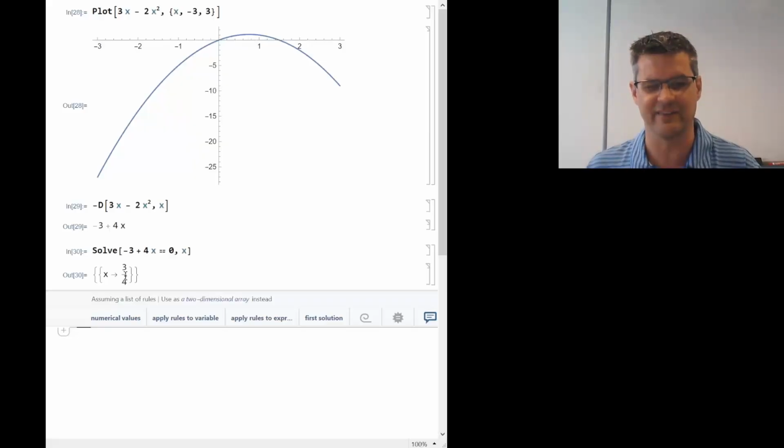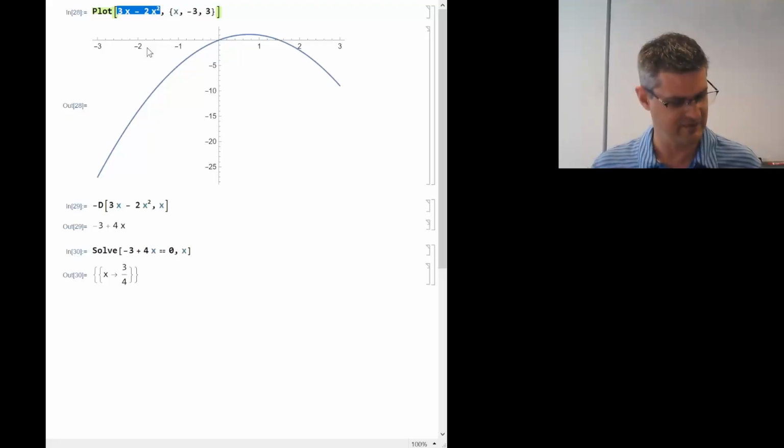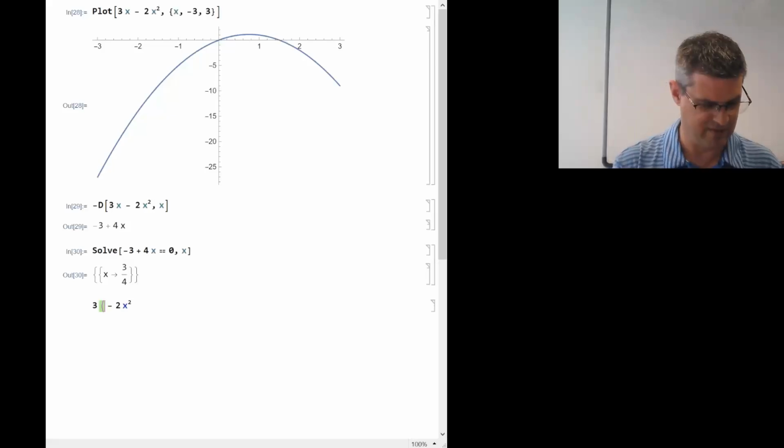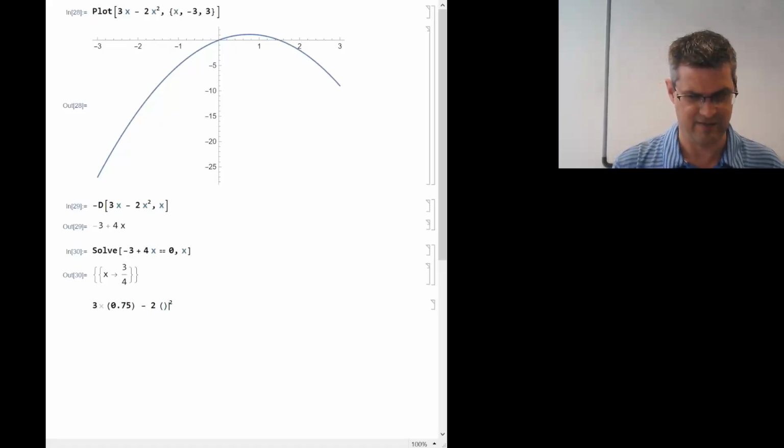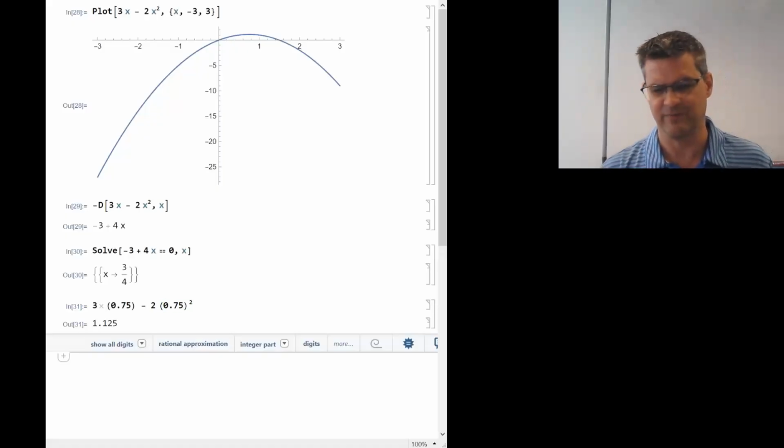If we were to take this x of 3/4 and plug it into here, only this is going to be 0.75, and this is 0.75. Boom. The exact same thing that we got before. So that's where the top was.